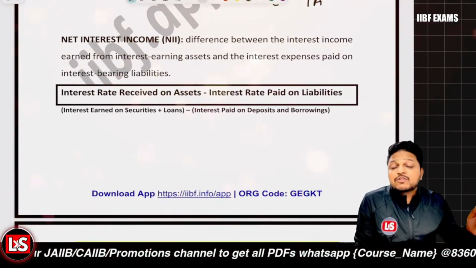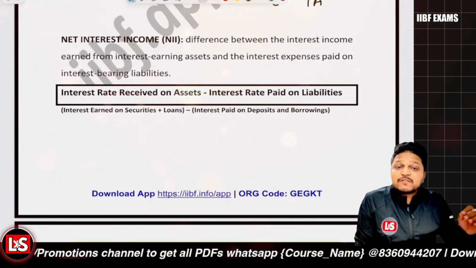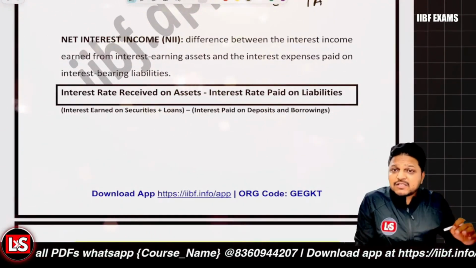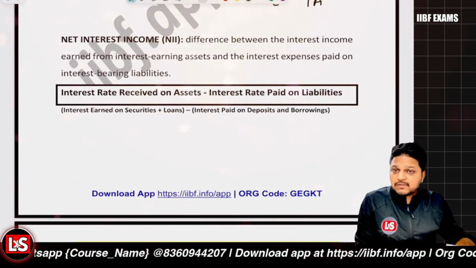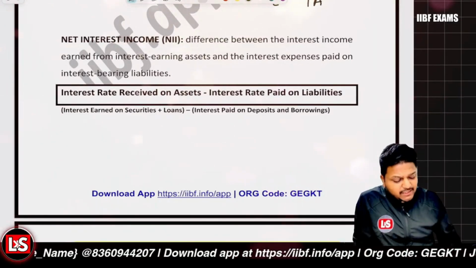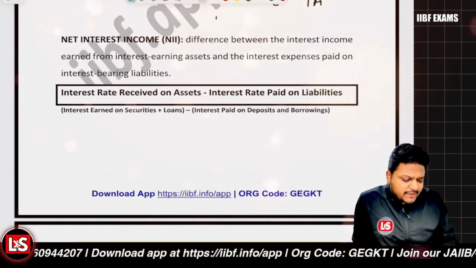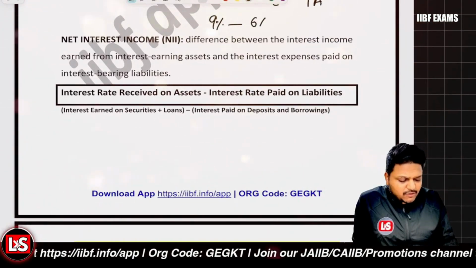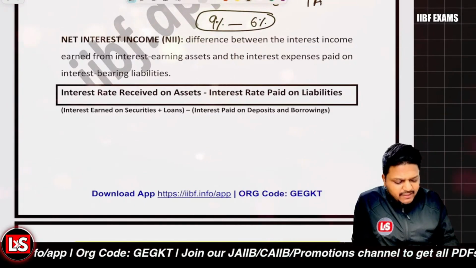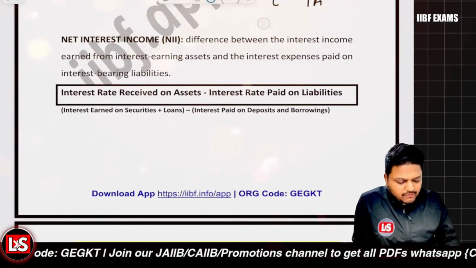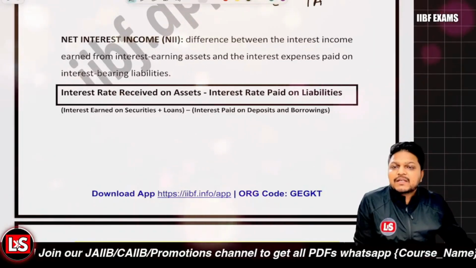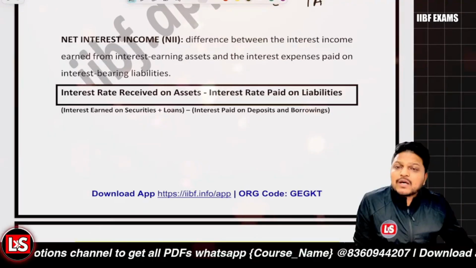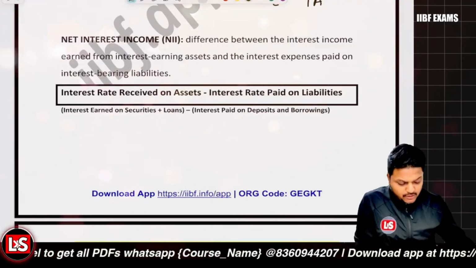Now, net interest income represents the difference between the interest earned on the assets and the interest paid on the liabilities during a specific period. So let's say you're earning interest of 9% on your loans, but you are paying interest of 6% on your deposits. So what is your NII? It will be 3%, right? So it is a very important indicator for the bank's core earning capability.